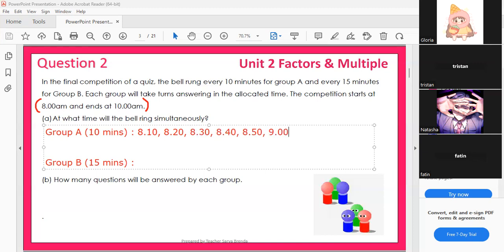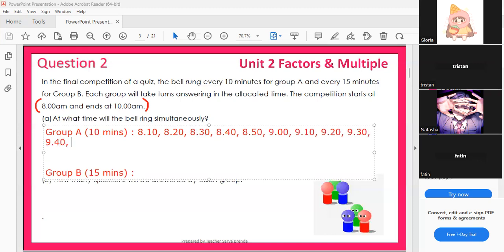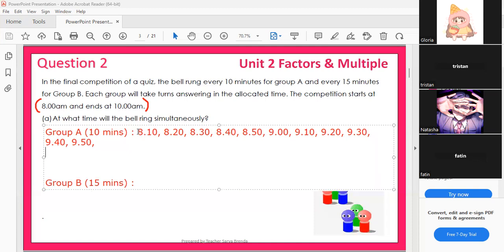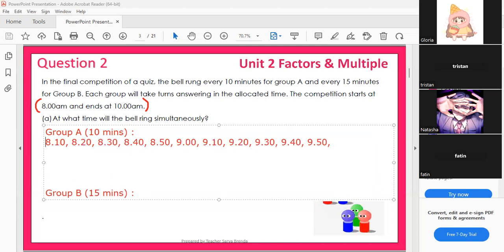And then 9 o'clock. And then it continues. After all, it's not too long. It's another 1 hour only. So 9:10. 9:20, because every 10 minutes. 9:30. 9:40. And finally, 9:50. Okay, and it ends at 10. All right, that's the pattern, or that's going to be the time Group A gets the chance to answer. I'm going to put this down so you can see Group A's time here.